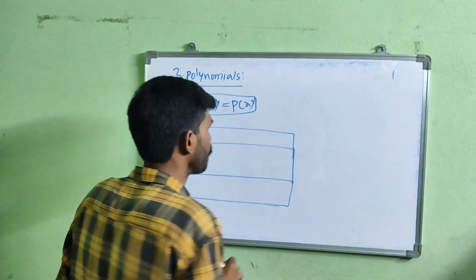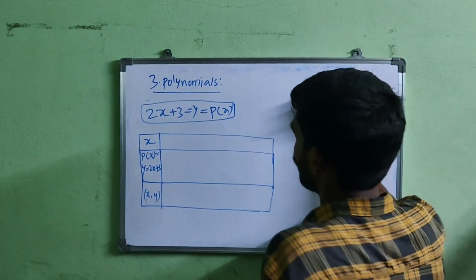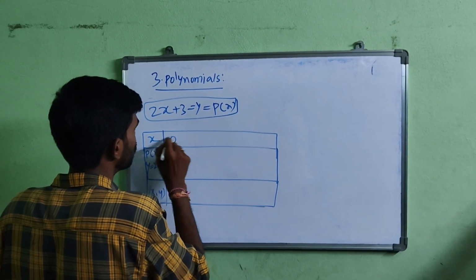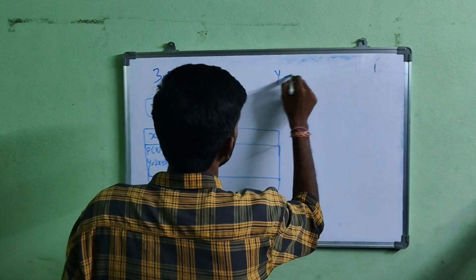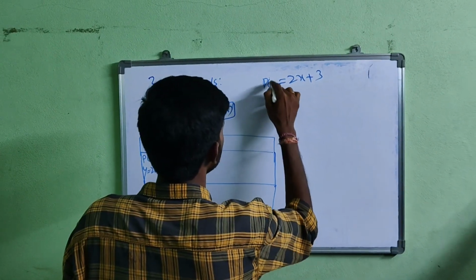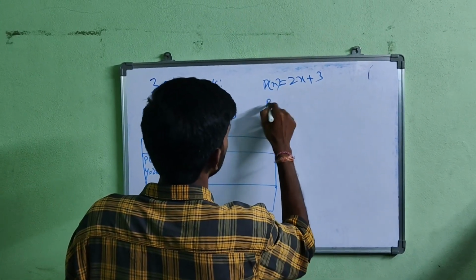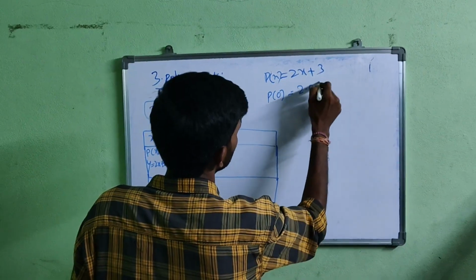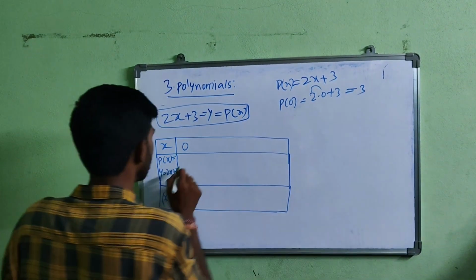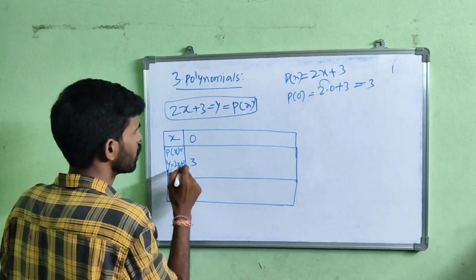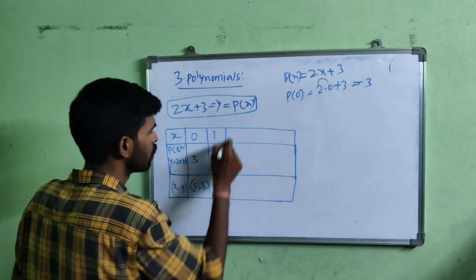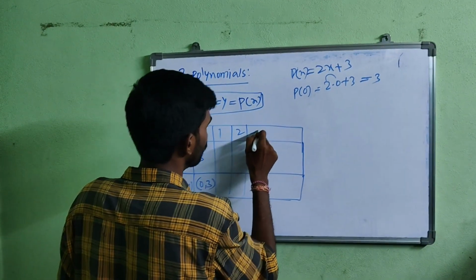Okay, listen carefully. Now, for example, if x equal to 0, what is y? Y equal to 2x plus 3. If x equal to 0, y is nothing but p of x, right? X equal to 0 means p of 0. P of 0 is equal to 2 into 0 plus 3. 2 zeros are 0. 3 is remaining. So what is the y value? P of x value is 3. What is x comma y? 0 comma 3.